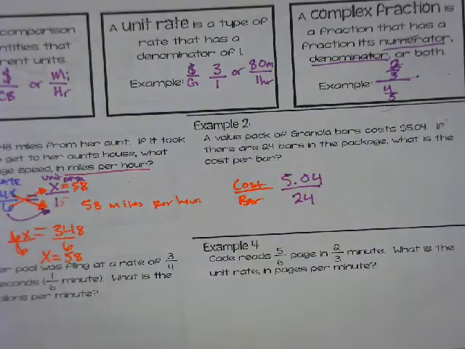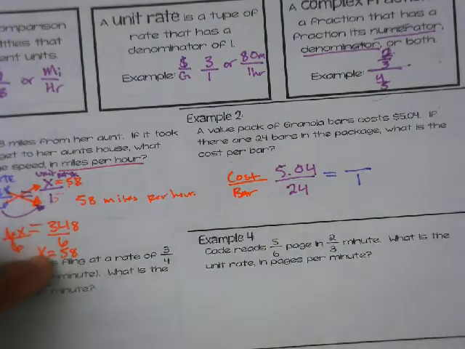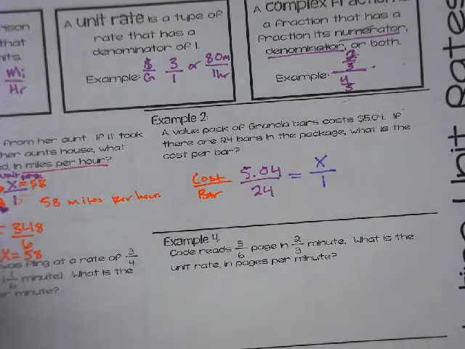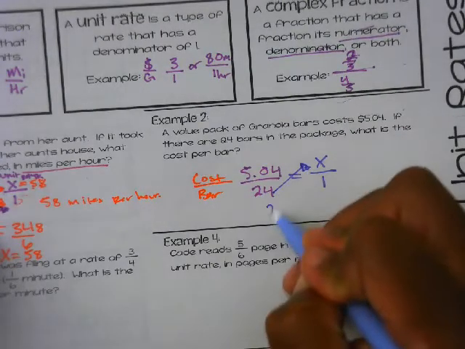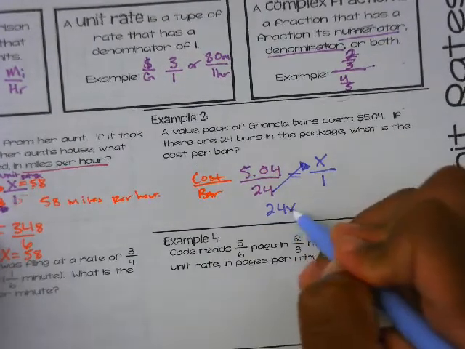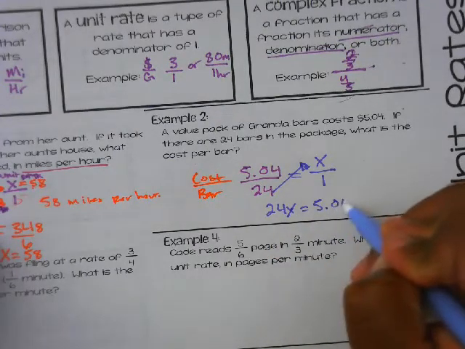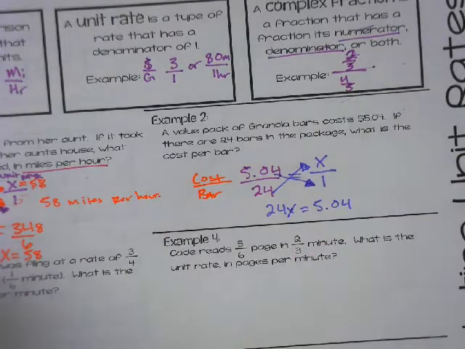Okay, I want to make my unit rate here with a denominator of 1, always for unit rate. And I put the x here. So now we have 24 times x, just 24x. Then I have $5.04 times 1, which is just $5.04.